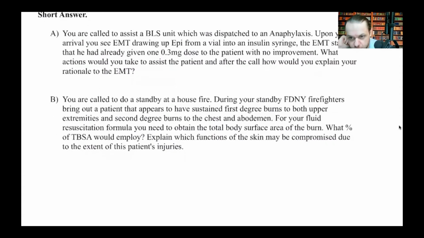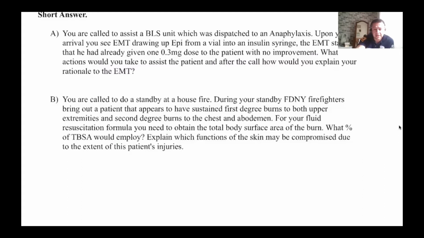B, let's do next. Go ahead, Milan. You're called to do a standby at a house fire. During your standby, firefighters bring out a patient that appears to have sustained first-degree burns to both upper extremities and second-degree burns to the chest and abdomen. For your fluid resuscitation formula, you need to obtain the total body surface area for the burn. What percentage of TBSA would you employ? Explain which functions of the skin may be compromised given the extent of this patient's injuries.